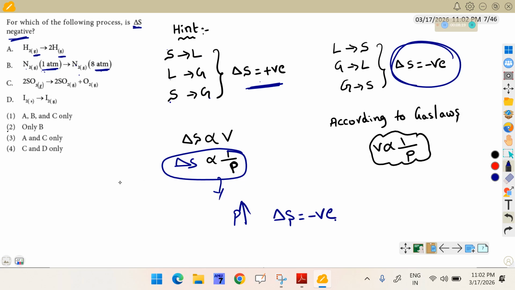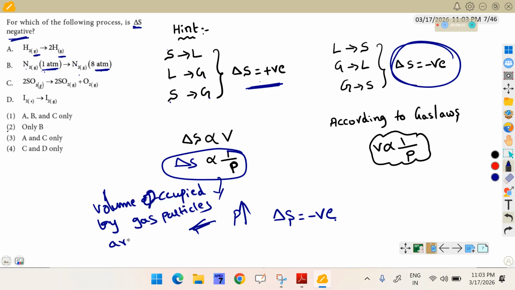Why? If pressure increases, the volume occupied by gas particles decreases. Volume decreases, so automatically randomness also decreases. So the value of delta S is negative in case of B.